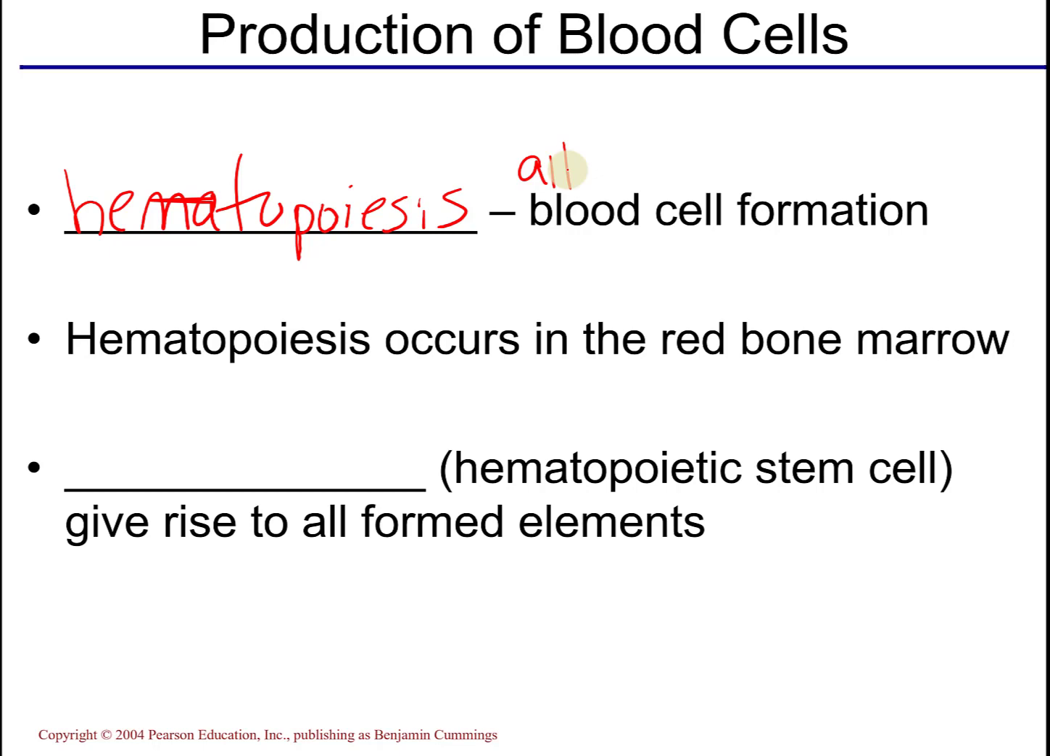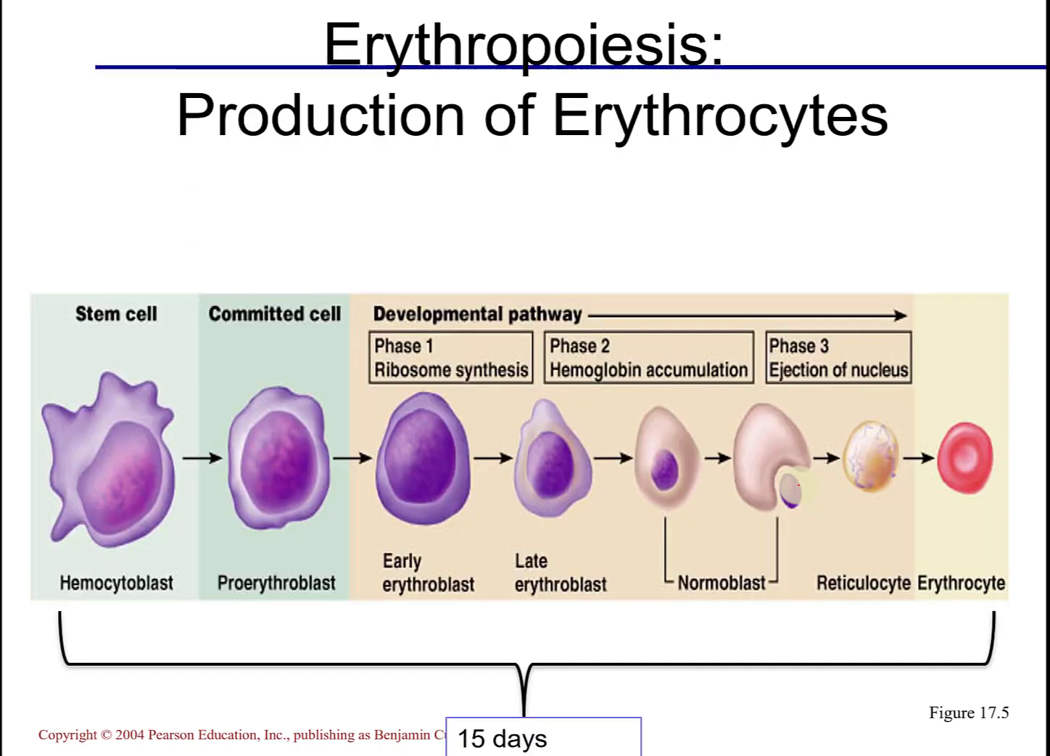In this area, you will find what's called a hemocytoblast. So in the red marrow is a hemocytoblast or hemopoietic stem cell. They both mean the same thing. These are stem cells that give rise to all types of blood cells. So we're going to start by looking at how red blood cells form.